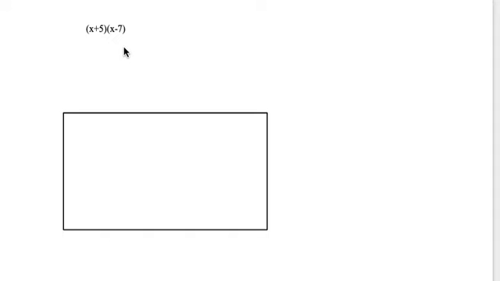Okay, so for example, if I was just multiplying 5 times 7, 5 and 7 are one-term numbers, I would just do 5 times 7, 35. So I'm going to use an area model here.